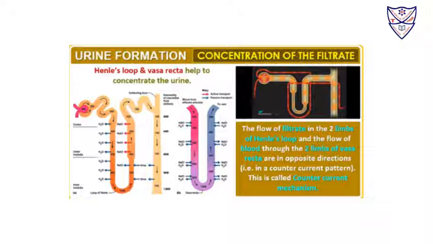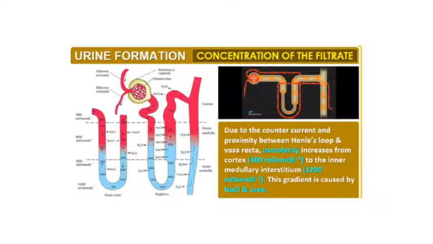The flow of the filtrate in the two limbs of Henle's loop and the flow of the blood through the two limbs of vasa recta are in the opposite direction, right? So Henle's loop and vasa recta help to concentrate the urine. Because this is in opposite direction, we call this the counter current pattern. So this is called the counter current mechanism.